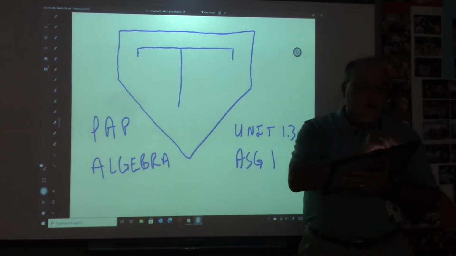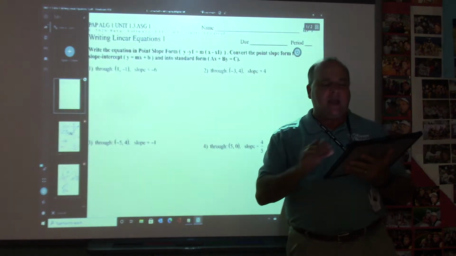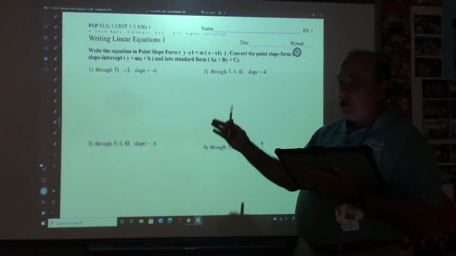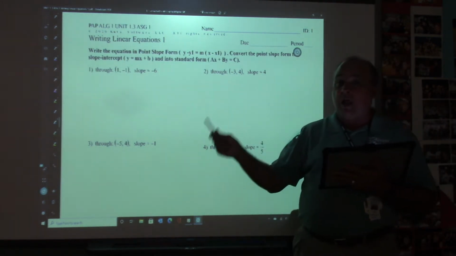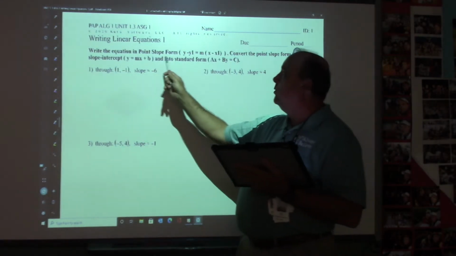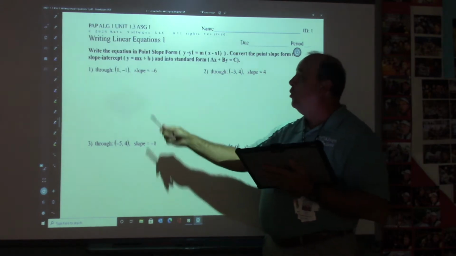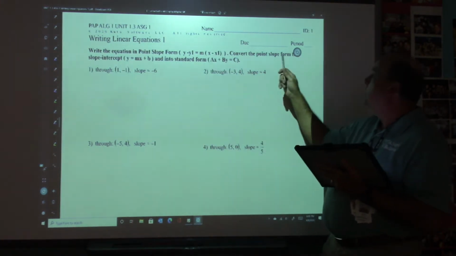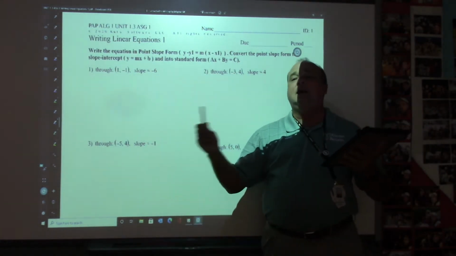Okay, so today we're going to go to Unit 1.3, Assignment 1. And it is going to be a blast, I guarantee. This is a very deep lesson, extremely important. This is a lot of your TEKS combined. We're going to be given a point and a slope, or 2 points, and we're going to generate the lines. We're going to write the line in point slope form, slope-intercept form, and standard form. This is not going to be easy.